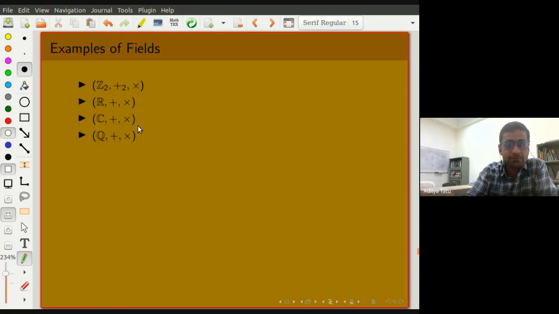The set of rational numbers, again with rational number addition and rational number multiplication, also forms a field. Now, if you look at all these four examples, these are all numbers, right? They are basically subsets of real numbers. So let me give you an example which is not a number.